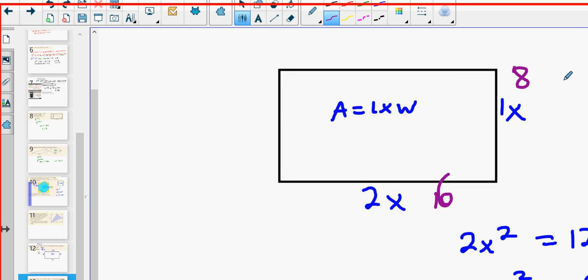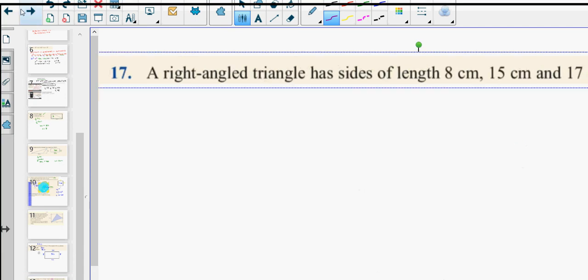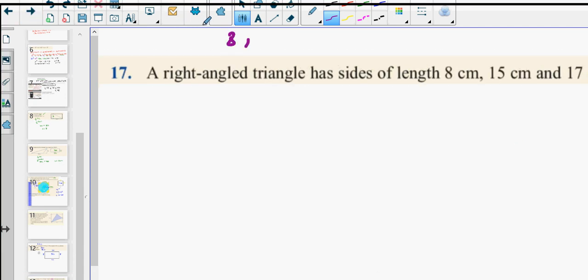I know I'm right. Right, ready? Let's keep moving on. If this question said a ratio of 3 is to 1, what would you do? 3x and x. If it said a ratio of 3 is to 2, 3x and, perfect. Okay, 17. So what have I done now? I've done 8, 9, 11, 12, 16, followed by 17.